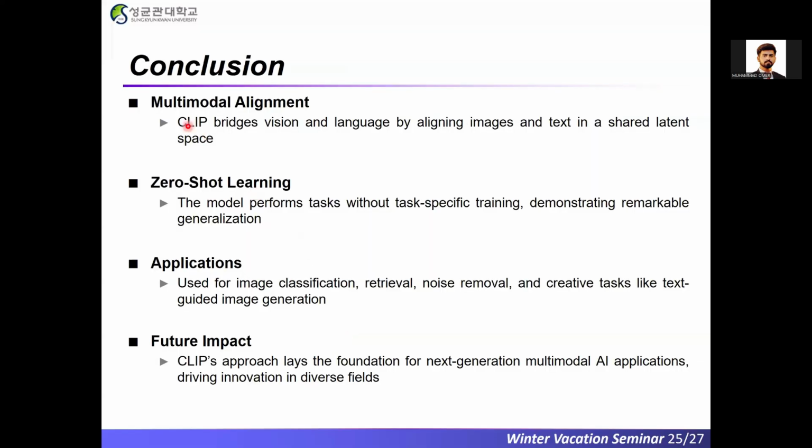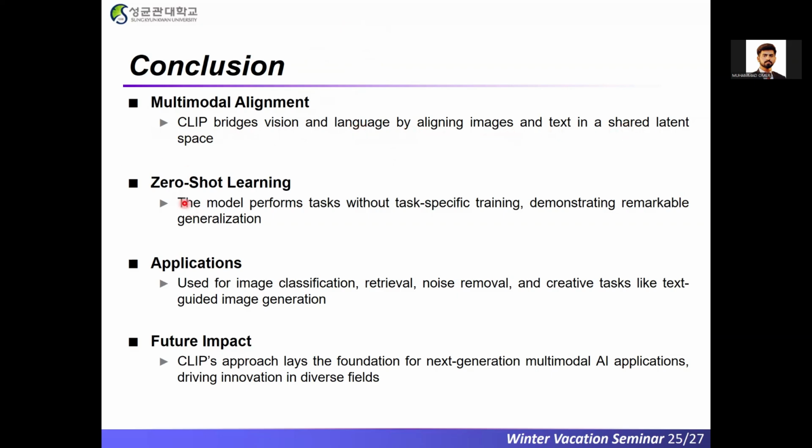So as a conclusion, CLIP is basically a multi-modal alignment. Multi-modal is basically image and textual embedding together, and it bridges vision and language. Vision is from the image encoder and language from the text encoder. We said earlier that we will talk about how CLIP actually bridges computer vision and natural language processing. So this is how it bridges vision and language, by aligning images and text in a shared latent space.